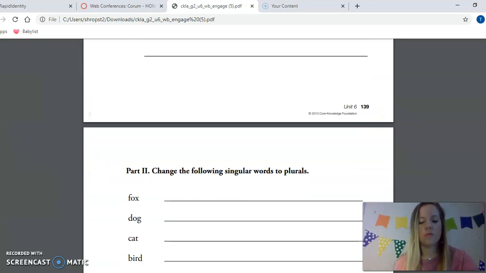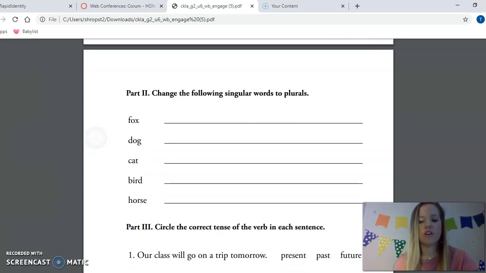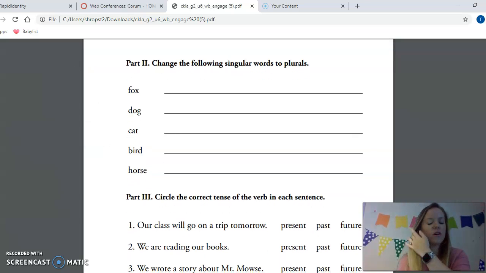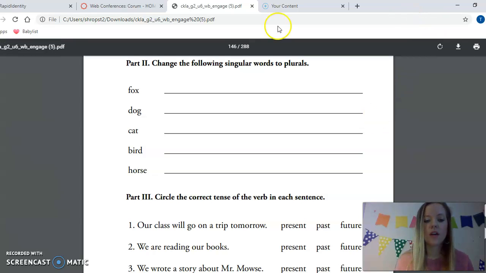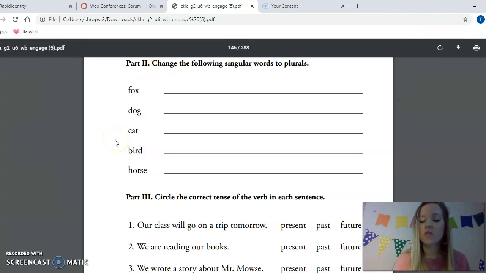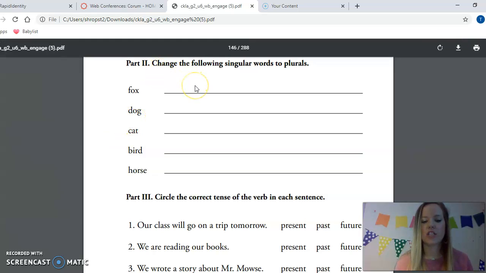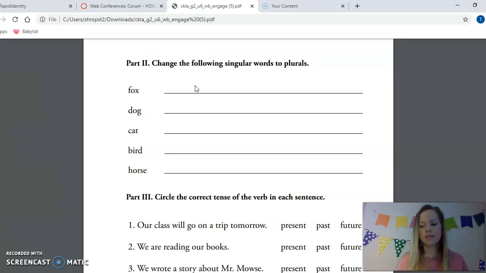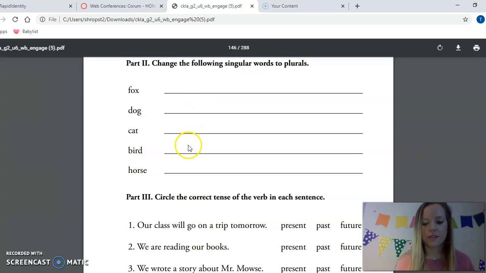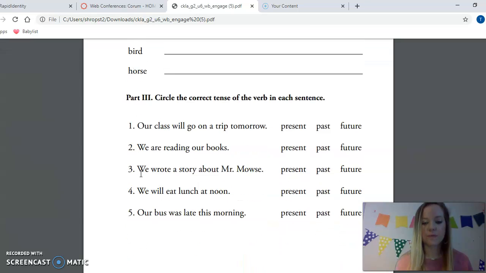Now let's go to part 2. It says change the following singular words to plural. We know that singular just means one and plural means more than one. Sometimes you'll have to add an S or sometimes ES. So fox, would that just be F-O-X-S? Good, it will be F-O-X-E-S for foxes. So you'll just go through and make the rest of these plural and determine what you need to do.